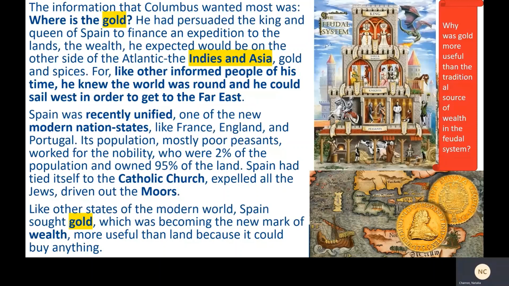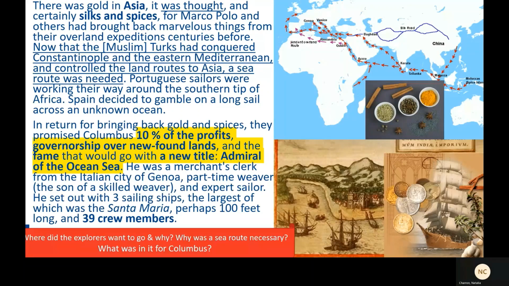Spain was recently unified, one of the new modern nation states, like France, England, and Portugal. Its population, mostly poor peasants, worked for the nobility, who were 2% of the population and owned 95% of the land. Spain had tied itself to the Catholic Church, expelled all the Jews, driven out the Moors, or Muslims. Like other states of the modern world, Spain sought gold, which was becoming the new mark of wealth, more useful than land, because it could buy anything. There was gold in Asia, it was thought, and certainly silks and spices, for Marco Polo and others had brought back marvelous things from their overland expeditions centuries before.